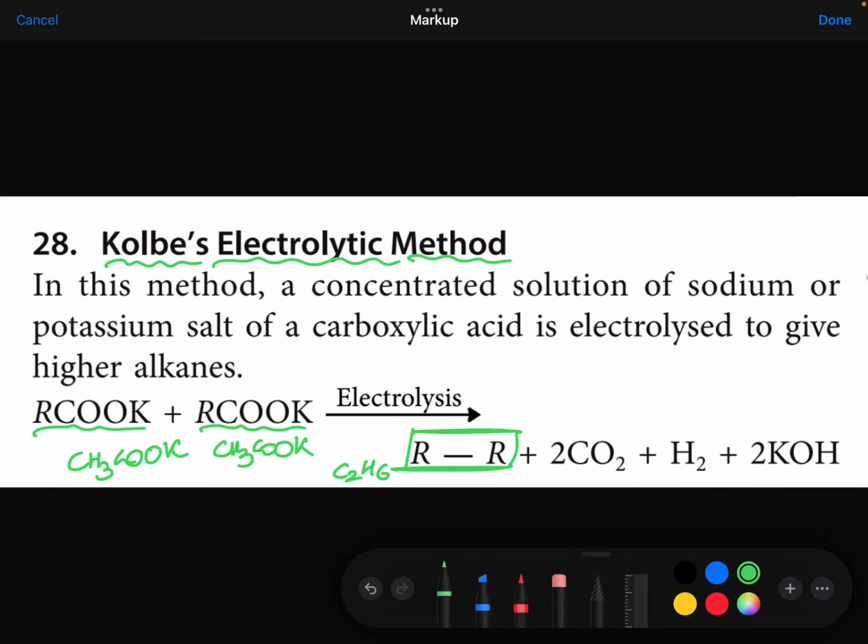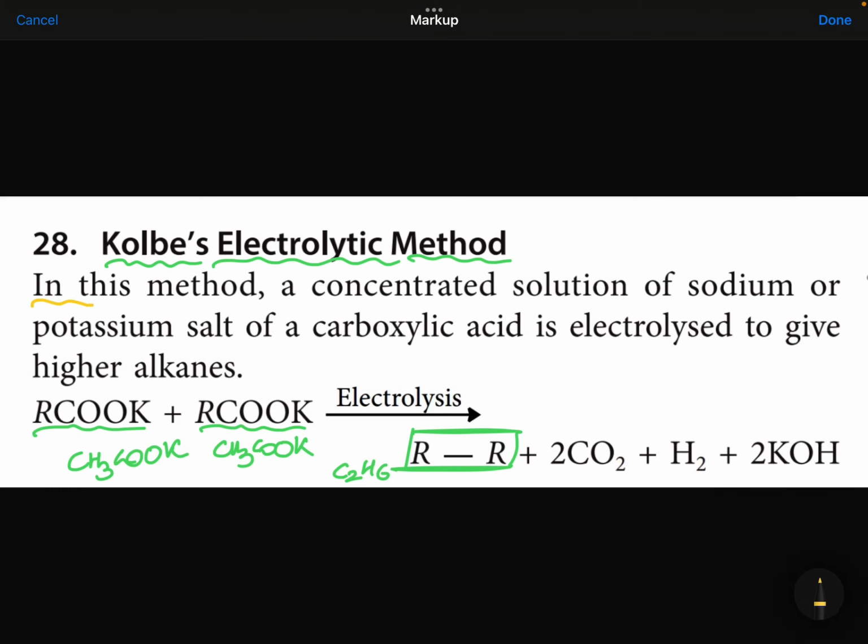So, the statement: in this method, a concentrated solution of sodium or potassium salt of carboxylic acid, but it is an aqueous solution, a concentrated aqueous solution, that means water is mandatory, then electrolyze it to give higher alkanes.